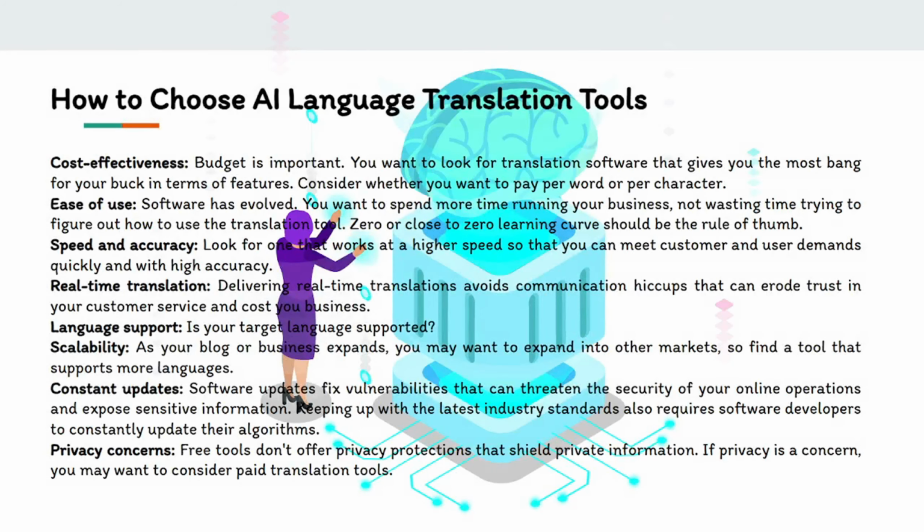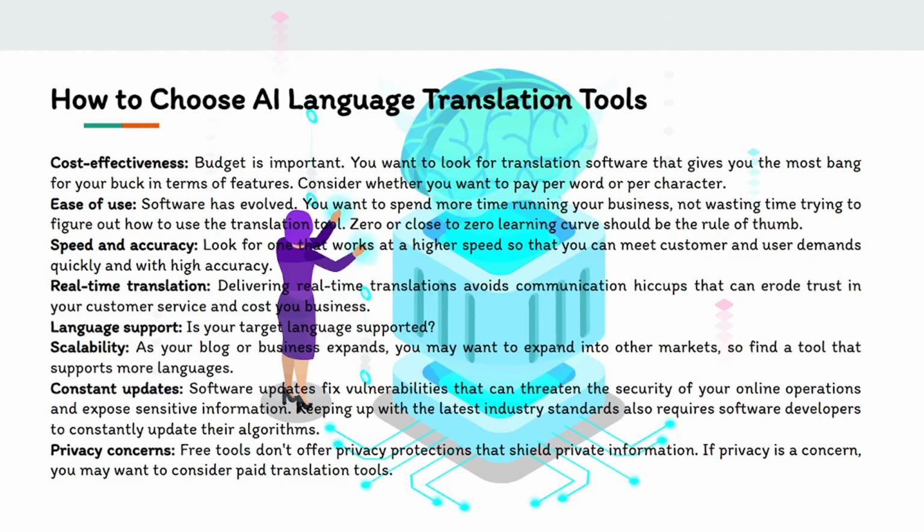So, how to choose AI language translation tools? When selecting an AI translation tool, consider these factors. First, cost effectiveness. Assess pricing plans to find one that fits your budget. Next is ease of use. Look for user-friendly interfaces that simplify the translation process.